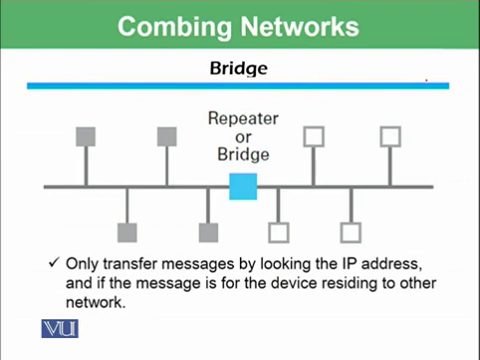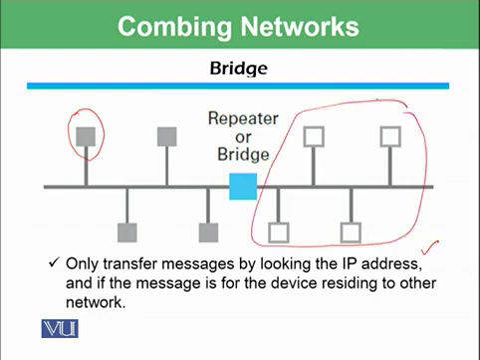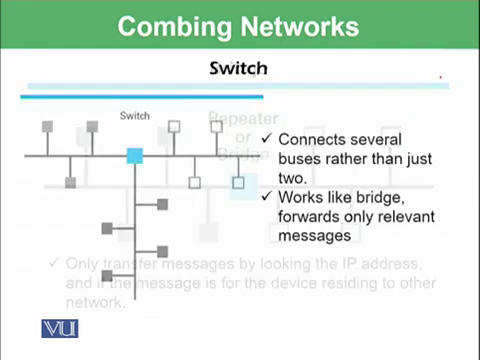Then there is a bridge. This only transfers messages by looking at the IP addresses. So this will not broadcast a message from this computer to this network if the message is not for someone who is residing in this network. If the message is only for these computers, this bridge will not broadcast this message to this particular network.